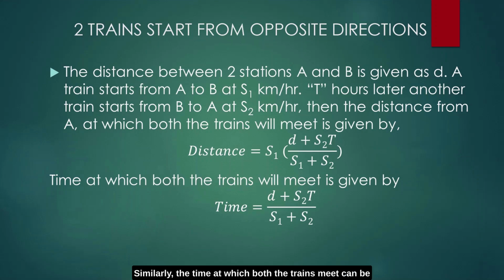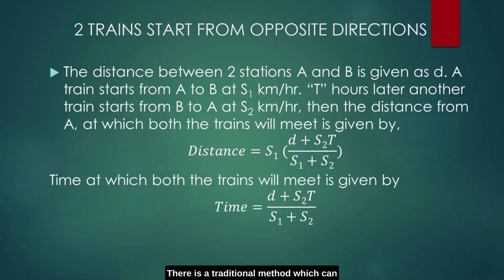Similarly, the time at which both the trains meet can be determined using the formula time is equal to d plus S2t divided by S1 plus S2. Here, on both the formulae, in the denominator, we can see the speeds are added, that is, the relative speed becomes additive in nature, because both the trains move in opposite direction with respect to each other.